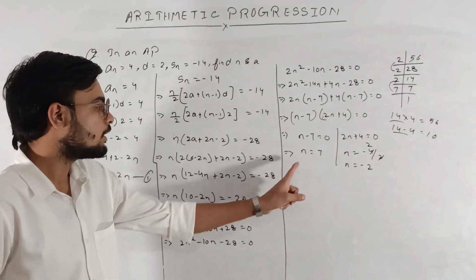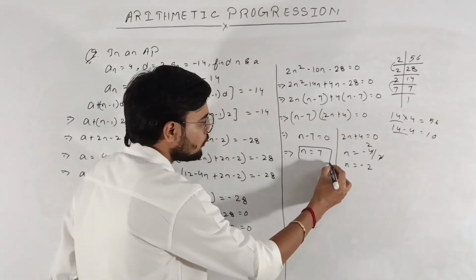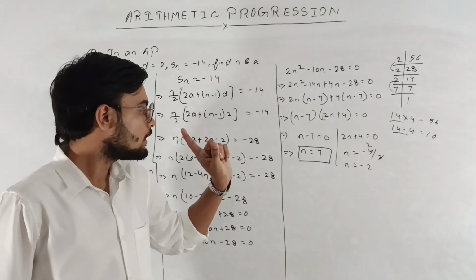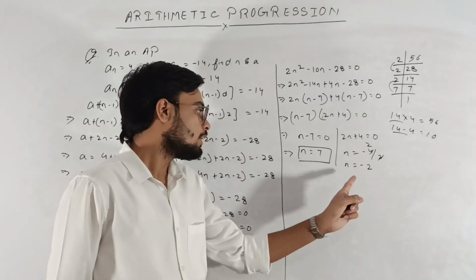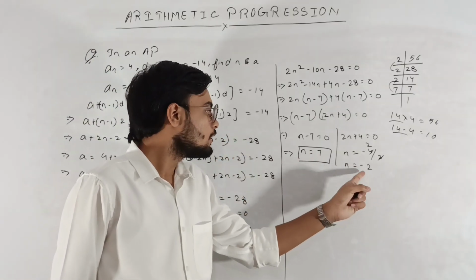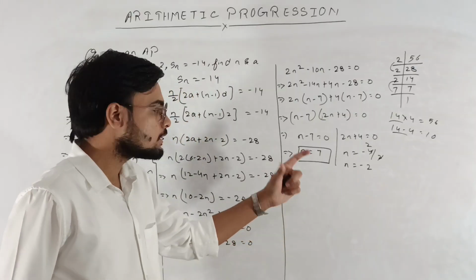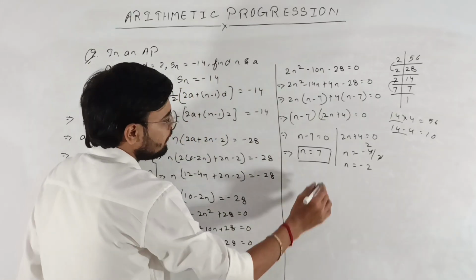We consider this value of n, 7. Why do we consider this value of n, 7? Because the number of terms of an AP is always positive and a whole number. That is 7. This is a whole number, but this is negative. That's why we don't consider this value. We consider this value of n, which is 7. Now we have n is 7.